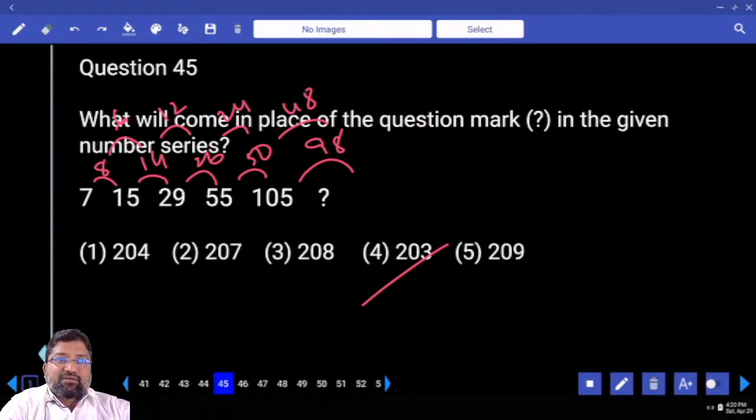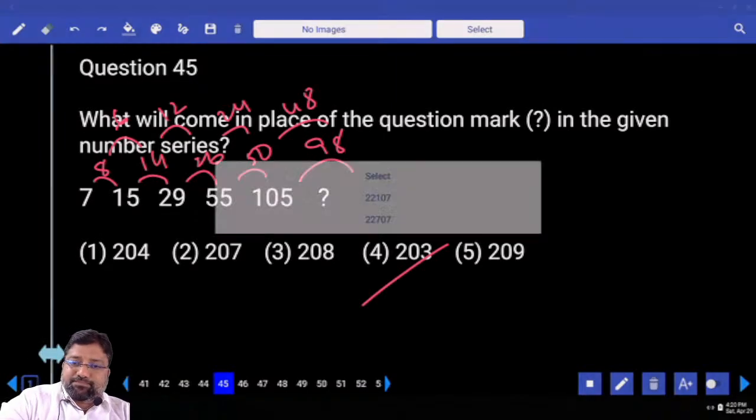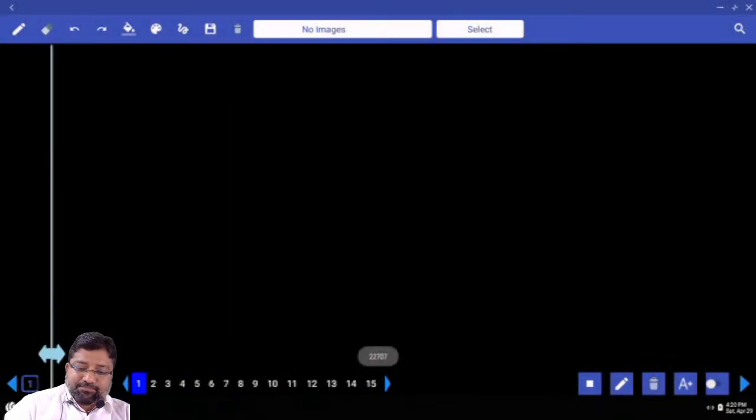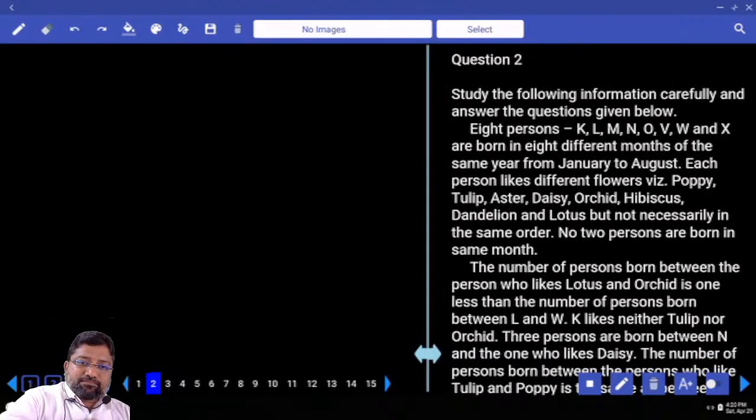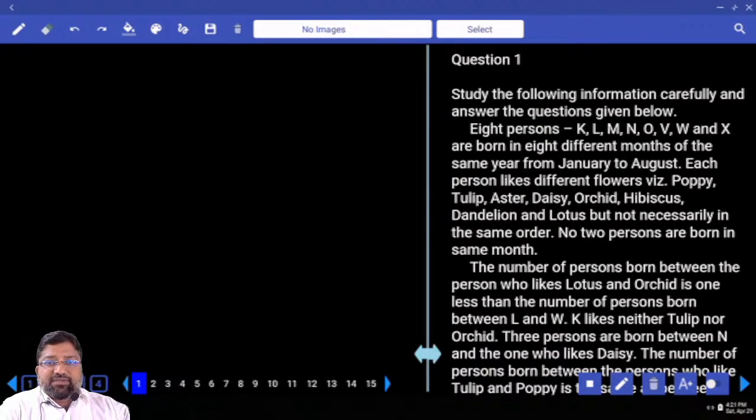We'll go for the RRB PO paper. So now we are trying to solve RRB PO. Here also our prime focus is to solve all the puzzles. First, puzzles. Is this clear? Let's see this here.